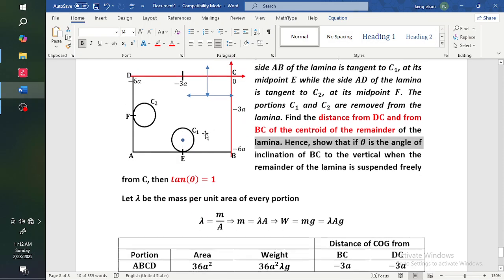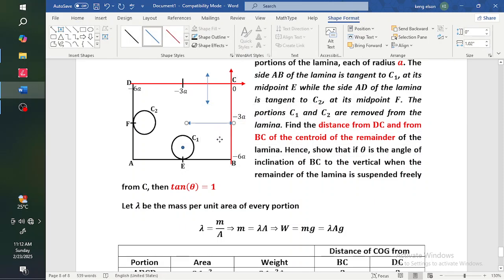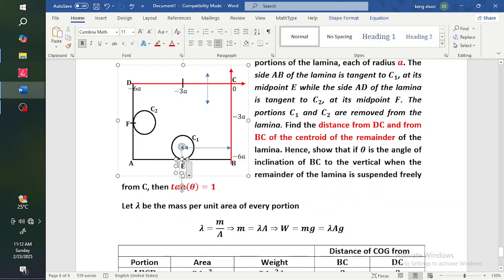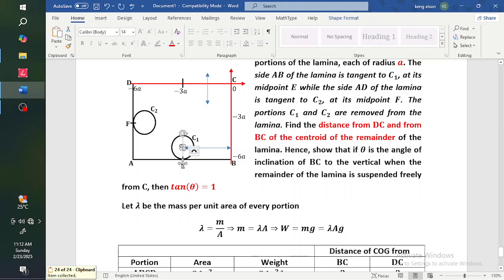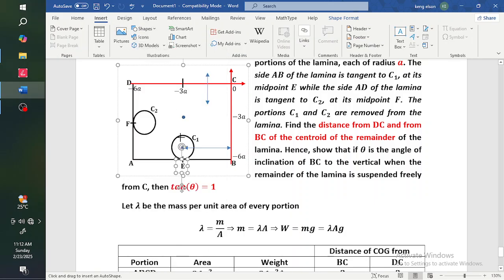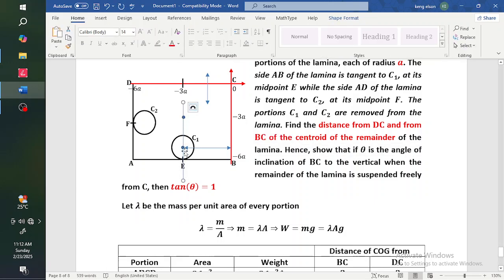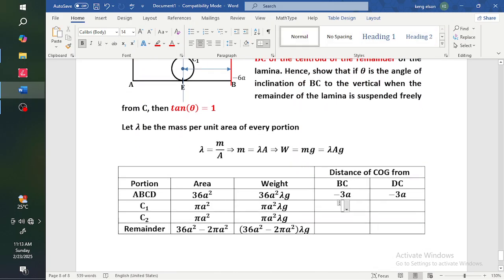So the distance of the center of mass of this C1 from BC is this distance here. And this distance is basically negative 3a. Why are we saying that? Because this point E here is a midpoint of AB. Since it's the midpoint, if I draw a line, let us indicate that the original center of the whole figure was here. If the point E is a midpoint of AB, then a line passing through E is going to pass through the center of mass. So this center here and the center of C1 are on the same line. Therefore, they will have the same distance from BC. Are we getting it? So the distance is also negative 3a.